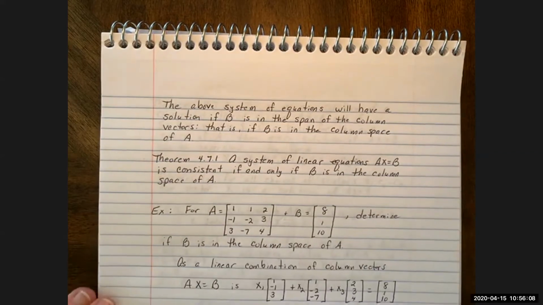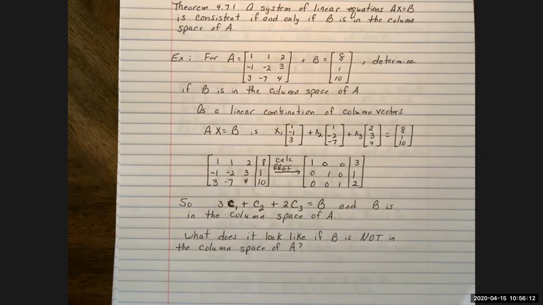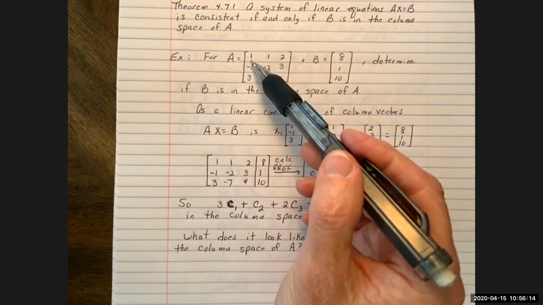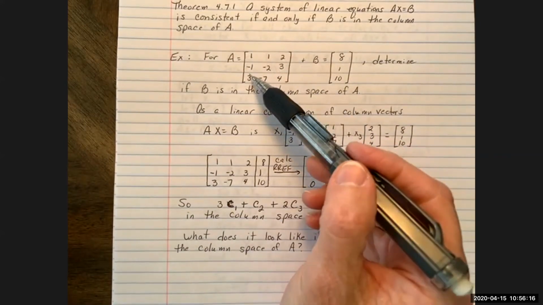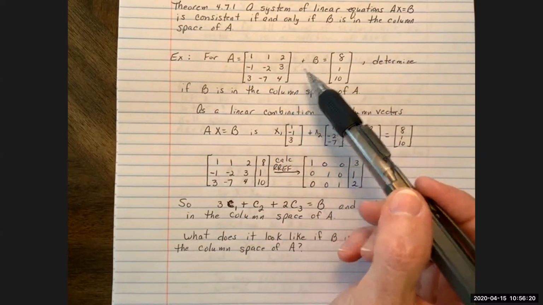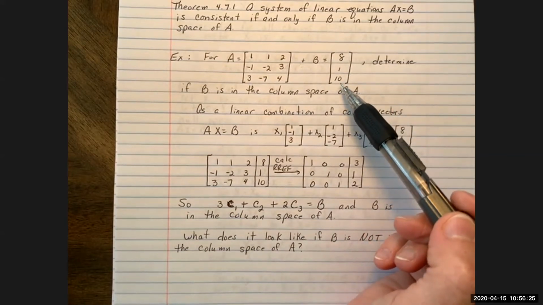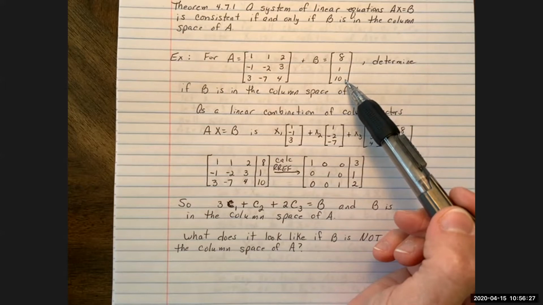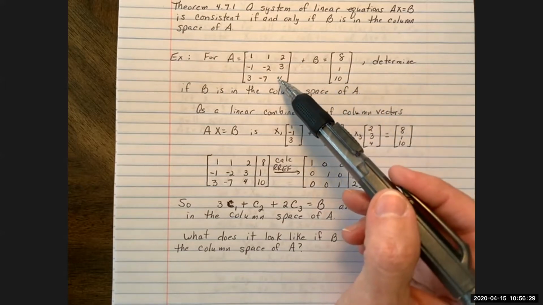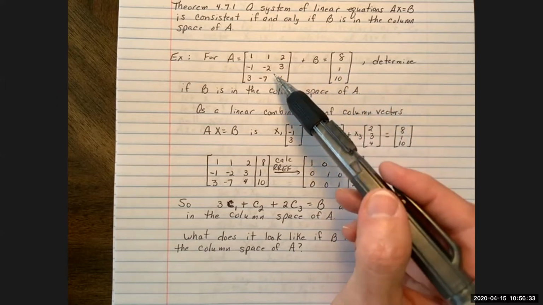All right, let's look at an example. Here's a matrix A. It has rows 1, 1, 2; -1, -2, 3; and 3, -7, 4. Our constant matrix is 8, 1, 10. And we want to determine if 8, 1, 10 is in the column space of A. So in other words, can B be written as a linear combination of the columns of A?